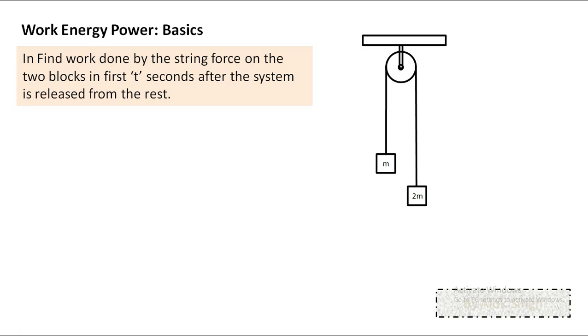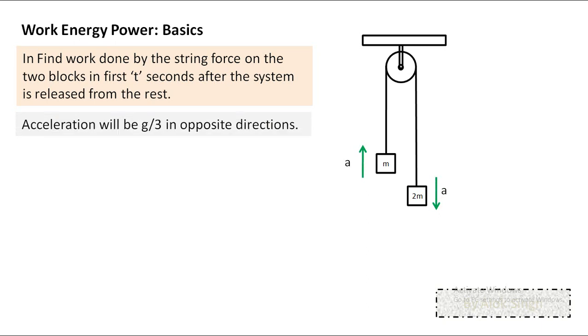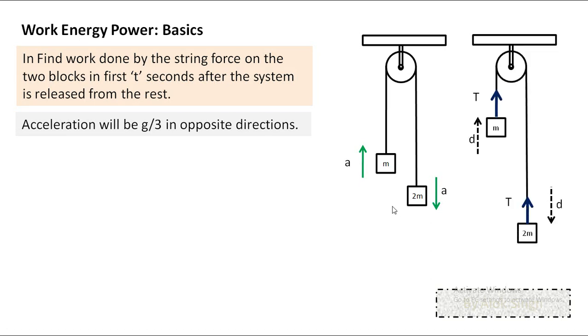So first we need to find the displacement also. What is the displacement in first t seconds? And to find displacement we need acceleration. Both will have equal and opposite acceleration. And acceleration can easily be calculated, which comes equal to g by 3 in the opposite direction. So this will have upward acceleration, this will have a downward acceleration. So in time t, this moves up by distance d, and this has equal magnitude of acceleration. Hence the magnitude of displacement also will be same, downward d.